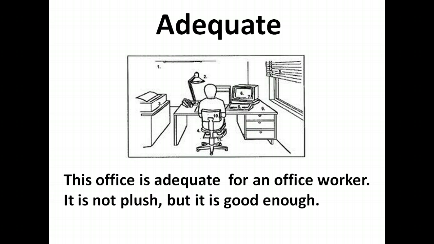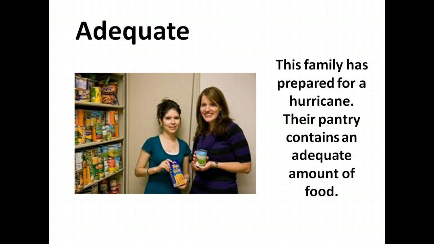This office is adequate for an office worker. It is not plush, but it is good enough. This family has prepared for a hurricane. Their pantry contains an adequate amount of food. People stock up on canned goods during a hurricane because they might not be able to go to the store. The stores may not be open, so they have the canned goods that they can use.